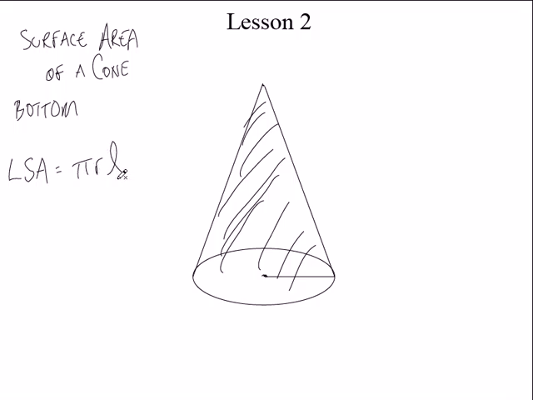All right, you know what pi is. You know what r is. What's r? It's the radius. Okay, it's from here to here. That would be the radius.